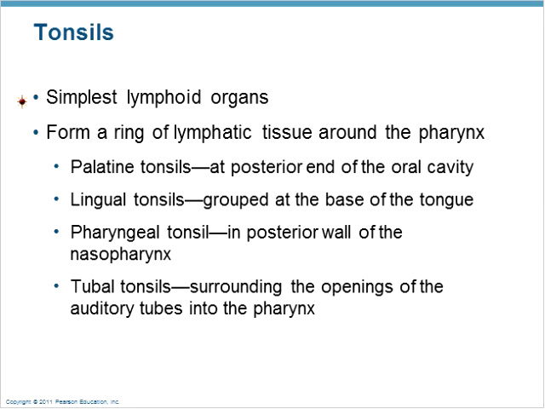The tonsils are the smallest lymphoid organs. They form a ring of lymphatic tissue around the pharynx. We have the palatine tonsils, which are located at the posterior end of the oral cavity, the lingual tonsils, which are grouped at the base of the tongue, the pharyngeal tonsils, which are in the posterior wall of the nasopharynx, and the tubal tonsils, which surround the openings of the auditory tubes in the pharynx.